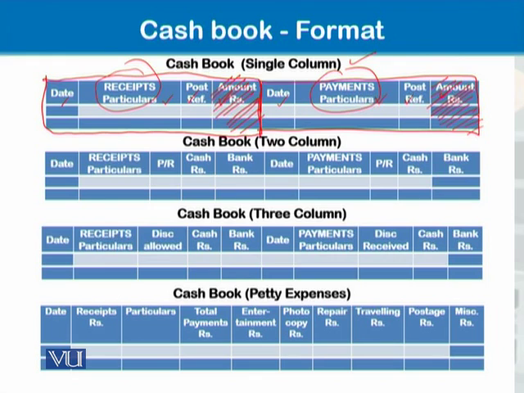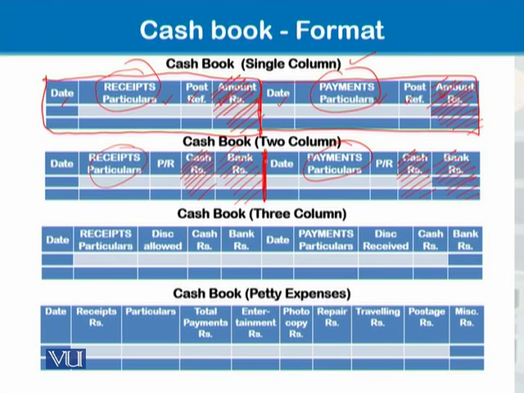Come to the two column cash book. Again, this is the dividing line, and we have a cash column and bank column on our receipt side, and in the same way a cash column and bank column on the payment side. So we have two parts of the cash book. One is the receipt side and the second one is the payment side, and each side has two columns.